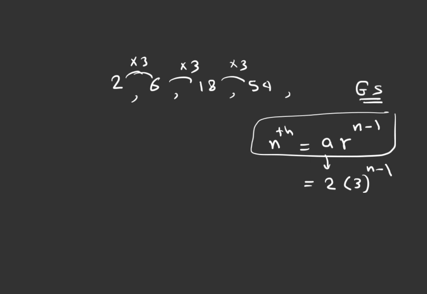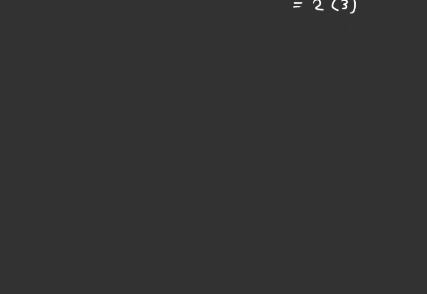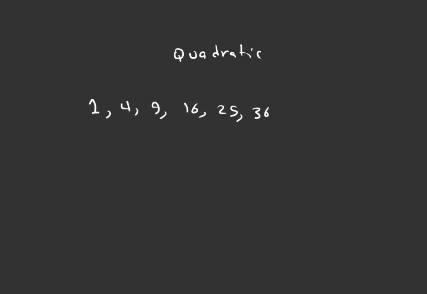The last one, the third one, is the quadratic sequence. For the quadratic sequence, the simplest one is like this: 1, 4, 9, 16, 25, 36, and so on. 1 means 1 squared, 1 times 1 equals 1. 4 is 2 squared, then 3 squared, 4 squared, 5 squared, 6 squared. So each time we square the number.